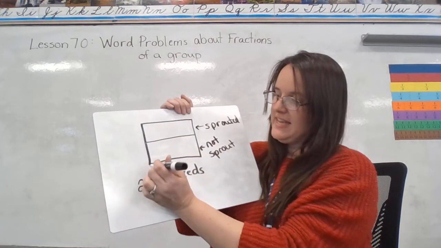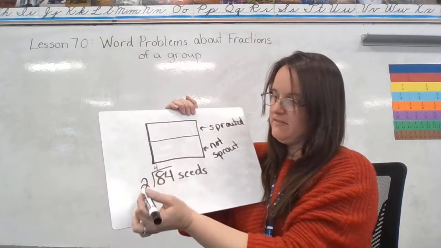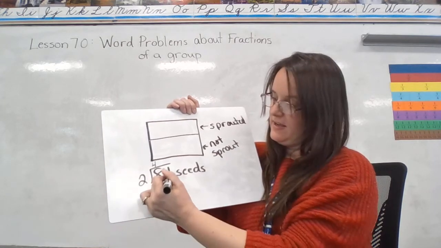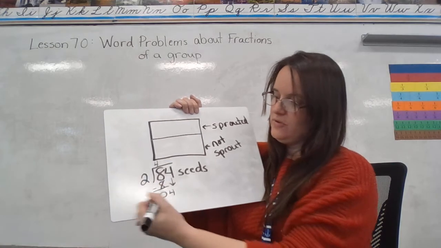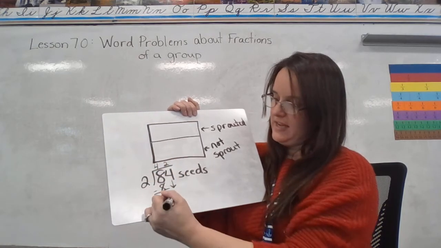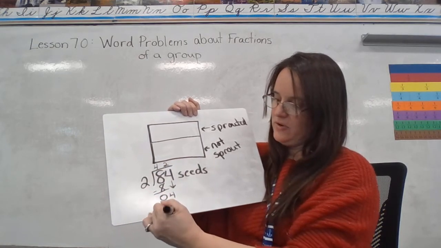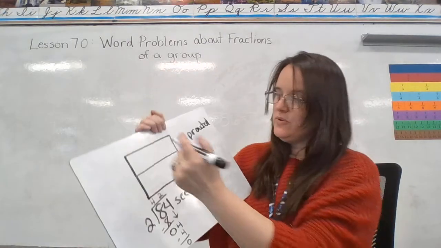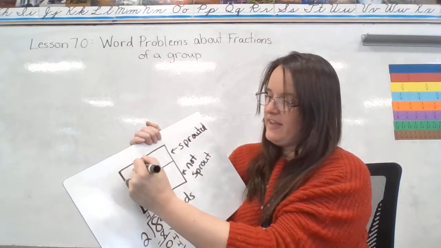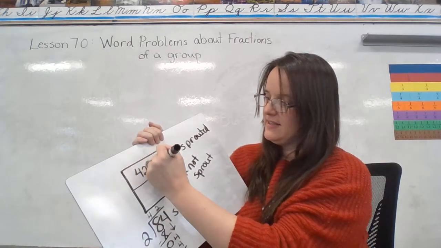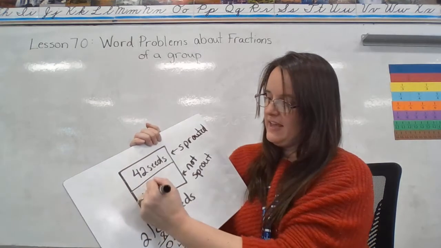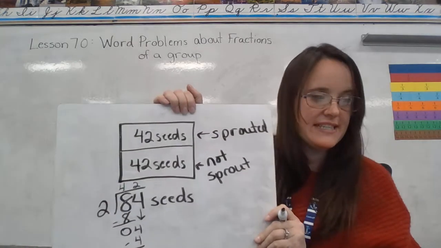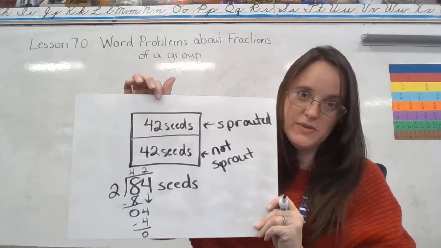So 2 goes into 8 4 times. 4 times 2 is 8. Subtract, I get nothing. Bring down my 4. 2 goes into 4 2 times, and I can see that I don't have any remainder. So my answer here is 42. That means this half had 42 seeds, and this half had 42 seeds. So how many seeds sprouted? 42 seeds.